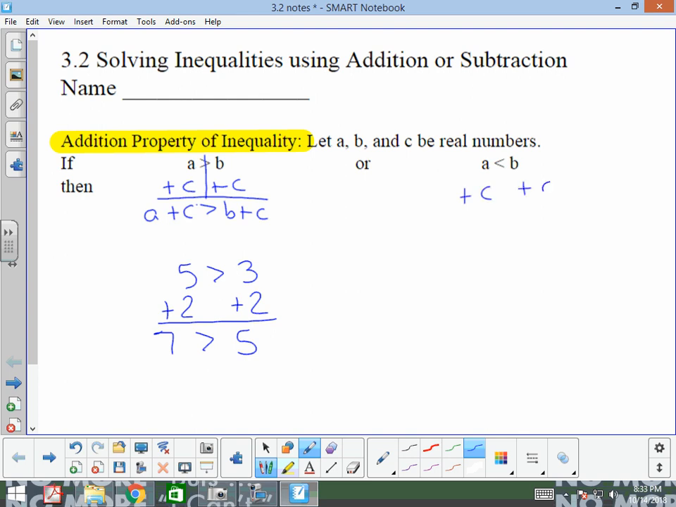All right, let's go over here to if A is less than B. Again, if we add C to both sides, then A plus C is still less than B plus C. So you basically have to be adding the same number to both sides. Let's say 4 is less than 6. That's a true statement. Let's add 3 to both sides. So that will be 7 is still less than 9. So long as you add the same number to both sides, it's still a true inequality.